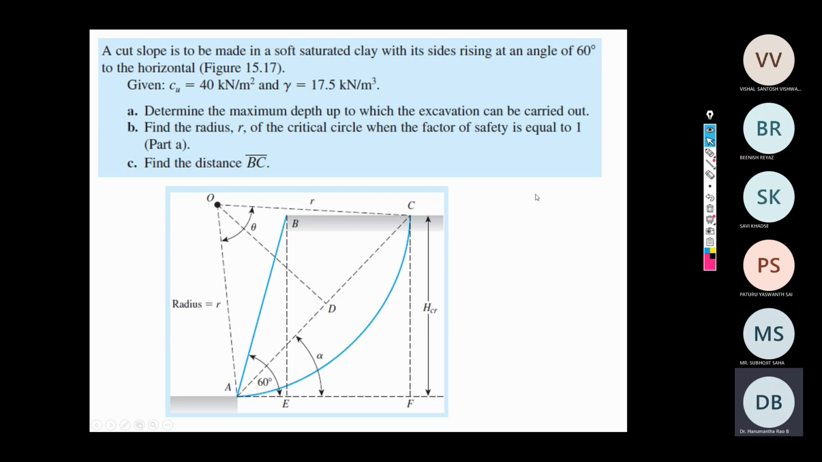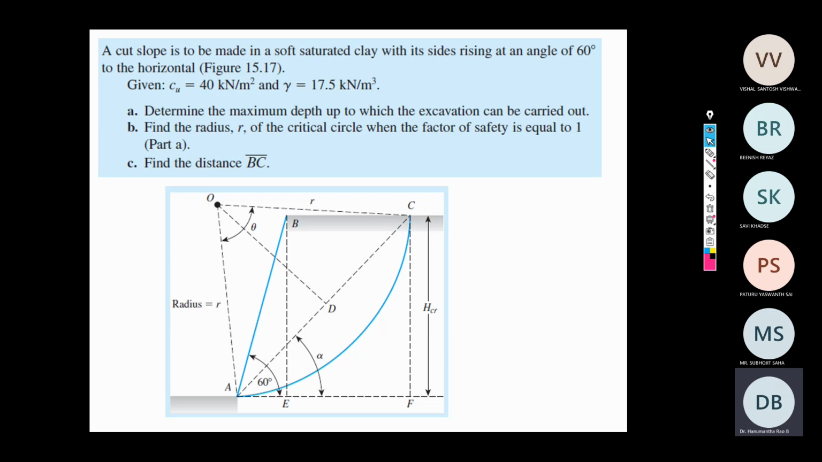Okay, so just note down another sum. This is again on Taylor's stability number, how to use the Taylor chart, because theoretically we have seen it but did not solve any problem. A cut slope is to be made in a soft saturated clay with its sides rising at an angle of 60 degrees to the horizontal. This is the figure given. Given undrained cohesion is 40 kilopascals and gamma is 17.5 kilonewton per cubic meter.